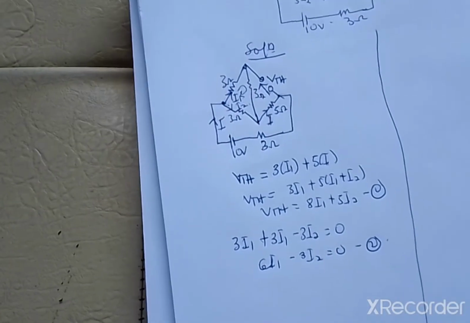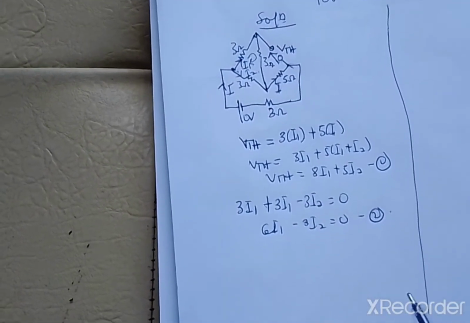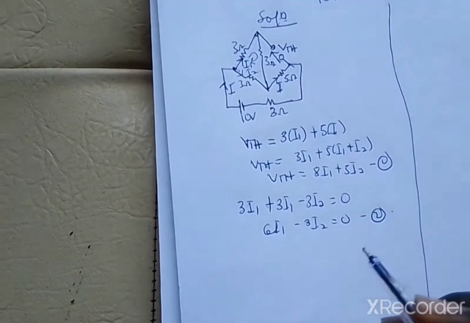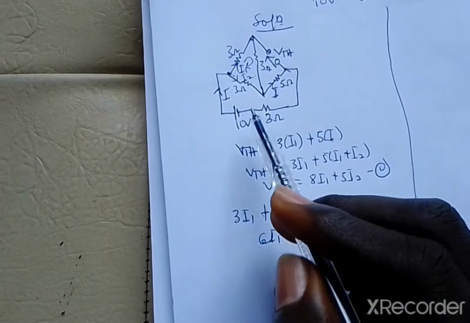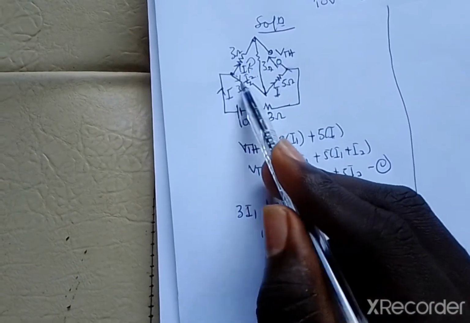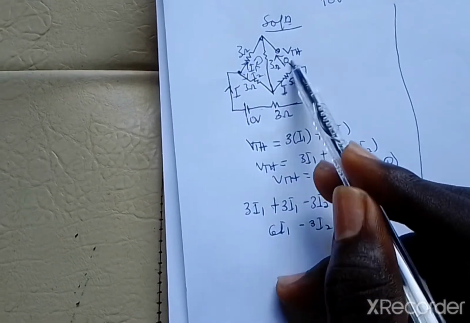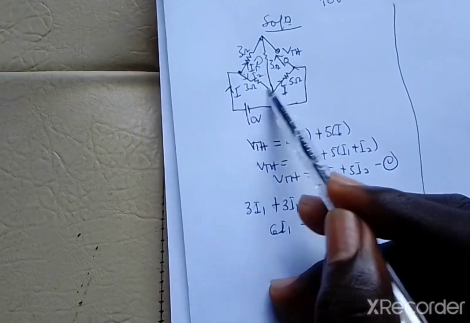Let me find another equation so that I can find the value of I1 and I2. So from here, let's take another loop, a complete loop like this. We take from here, then here, then here, like that. It's a complete loop.